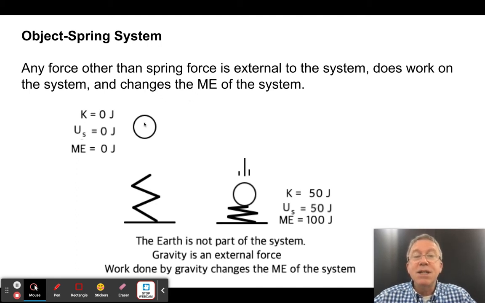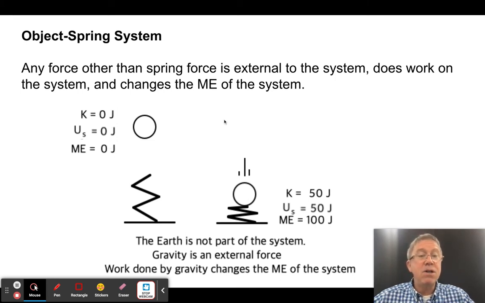So in this case, since the Earth is not part of the system, I cannot have gravitational potential energy. I have two things in the system: this object and the spring. So it has 0 joules of kinetic energy, and it has 0 joules of gravitational potential energy because the Earth is not part of the system. So it has 0 mechanical energy.